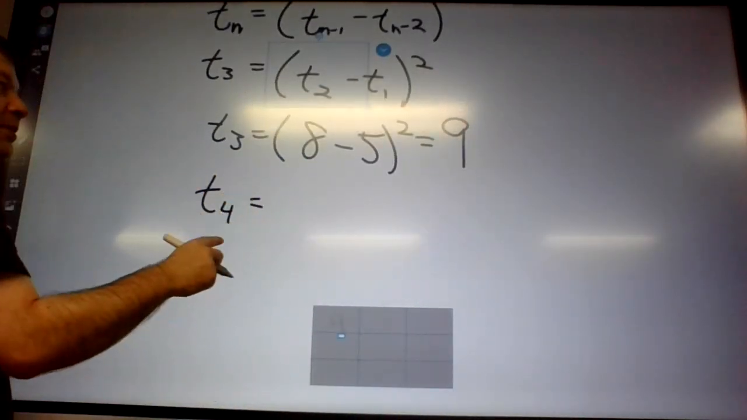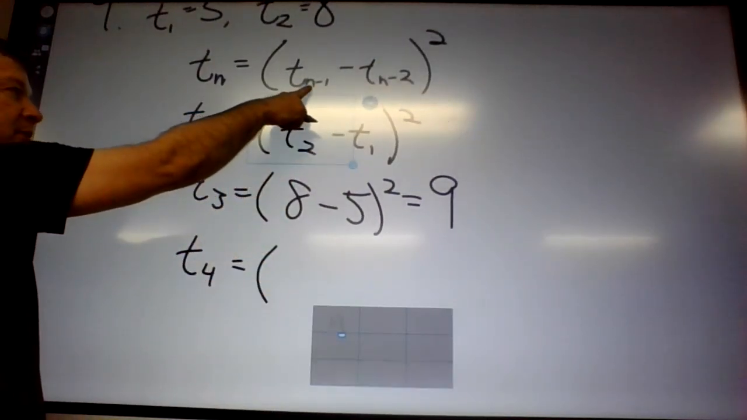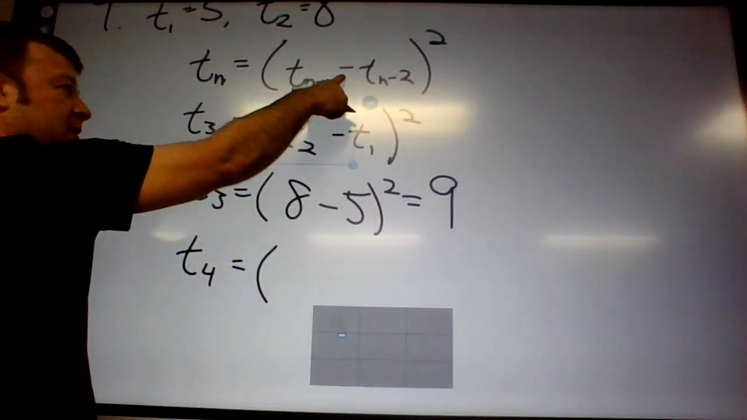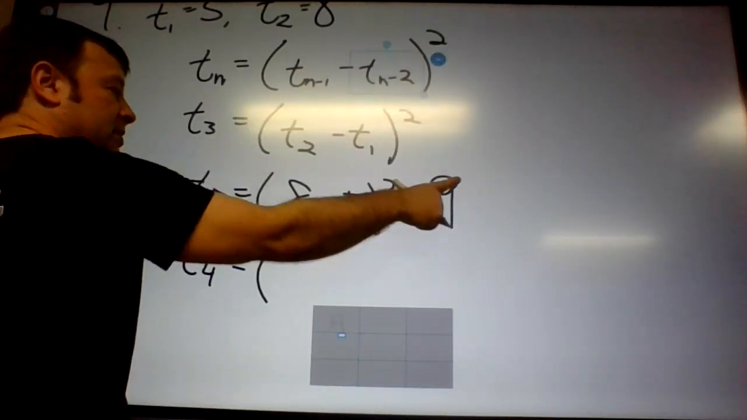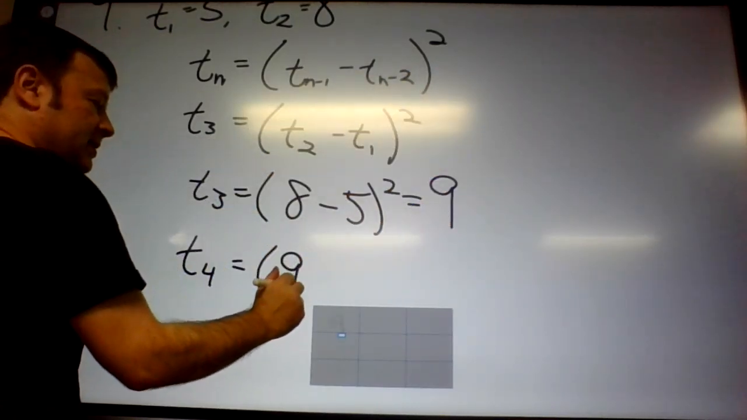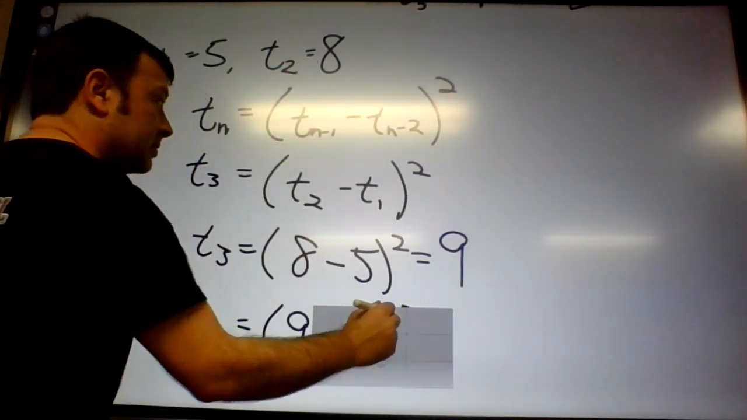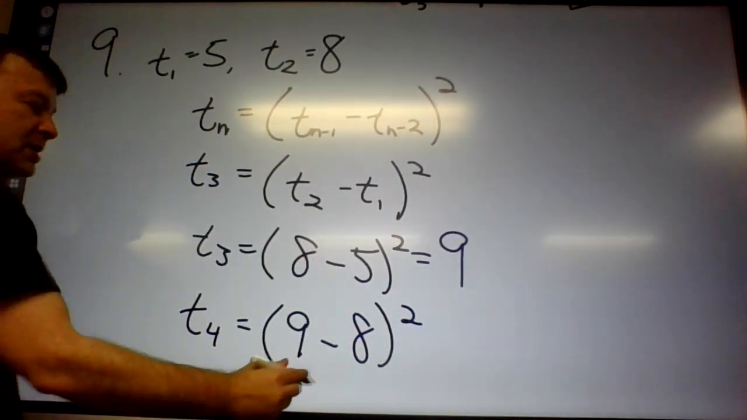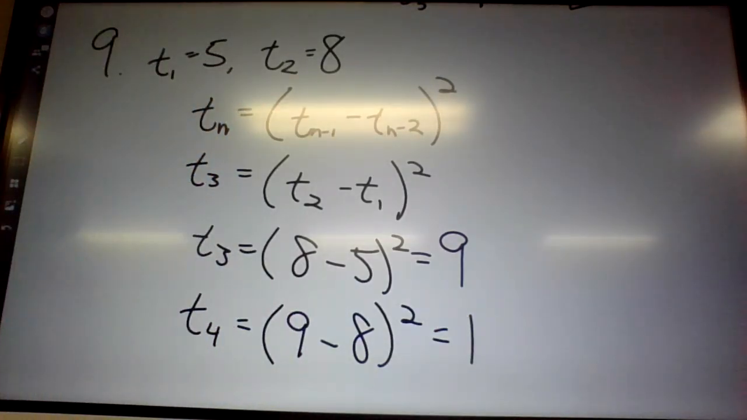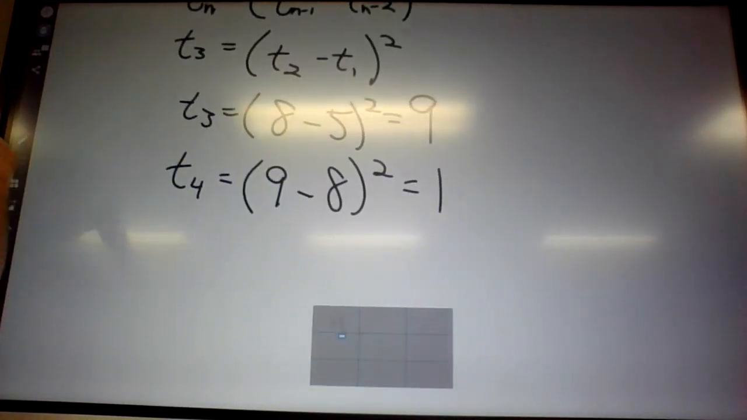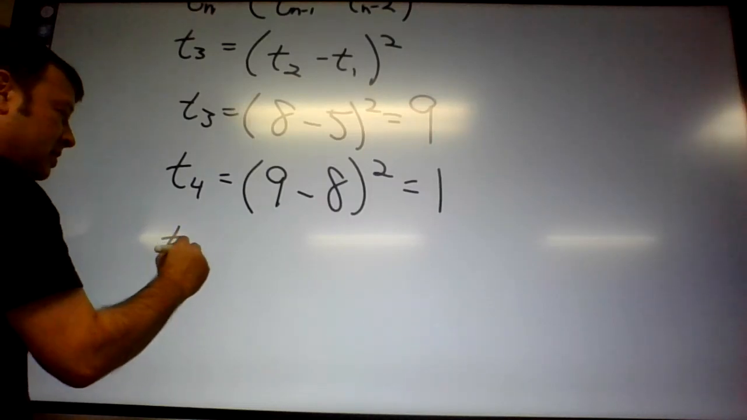If we're doing the fourth term, then this will be the third term minus the second term. The third term is the one we just got. The second term is 8. So it's 9 minus 8 squared. This is getting smaller. Actually, it's going to jump back and forth now that I look at it. It's kind of a random pattern.